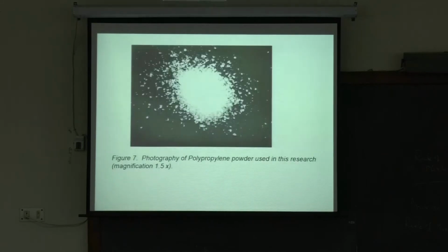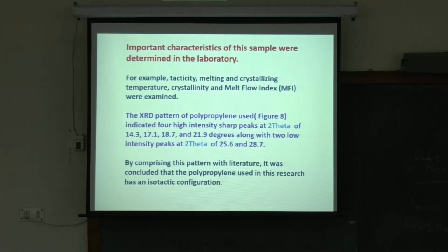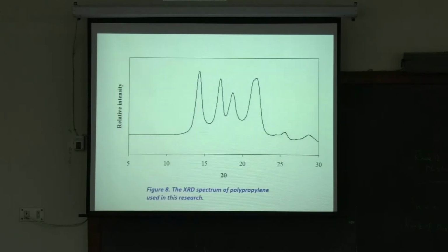So these are some of the equations, and this is the polypropylene. Again, just a reminder of the photo, because we have gone through so many slides. This is how the powder looks. Toxicity, melting and crystallization temperature, crystallinity and melt flow index were determined. The XRD pattern of the polypropylene used indicates high intensity sharp peaks, and by comparing the pattern with literature, it was concluded that the polypropylene in this work has an isotactic configuration. So this is the XRD of polypropylene used in this research, and it shows nice sharp peaks at 2 theta. That is a good start.